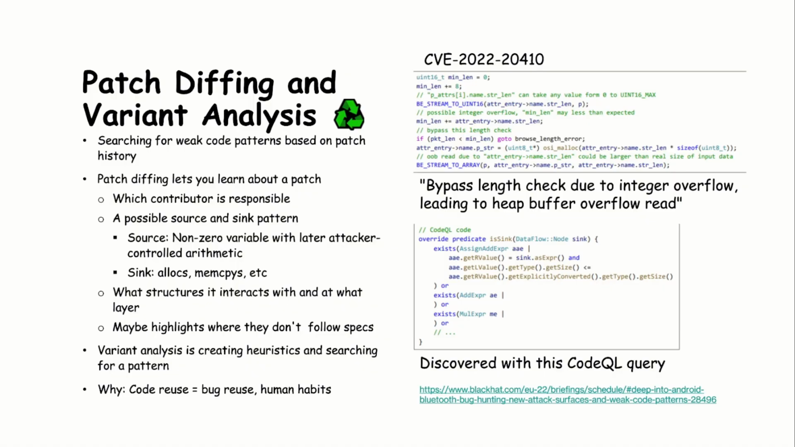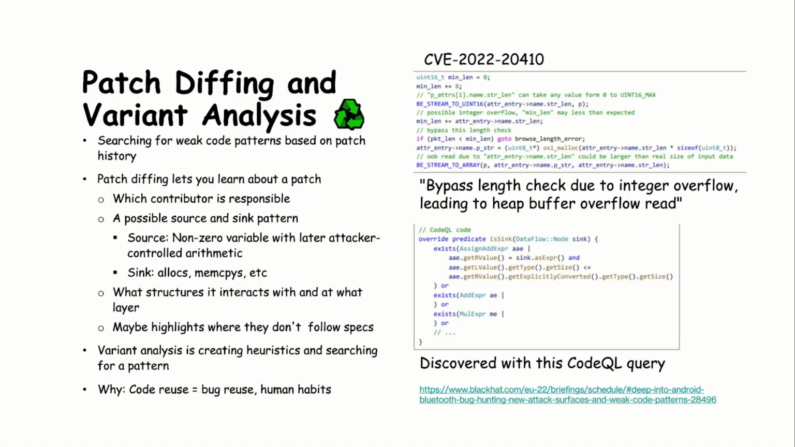So the example on board here is CVE-2022-2410. That was a vulnerability in the Bluetooth stack for Android, and it was an integer overflow, and it was found using CodeQL. And I have the Black Hat talk linked here, but lots of these Bluetooth bugs, which aren't that old, but they're not crazy old, were found with just CodeQL, right? And these can be super dangerous.